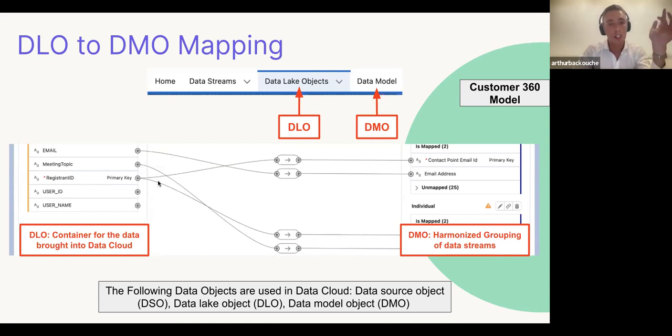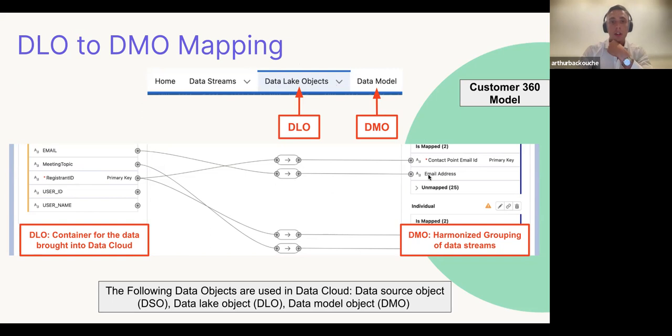So what you have to do is connect the primary key from a DLO to the DMO, and also the fields that are related. You will also have the possibility to create some custom fields, and you can find the DLO in the main tab Data Lake Object and the DMO in Data Model.